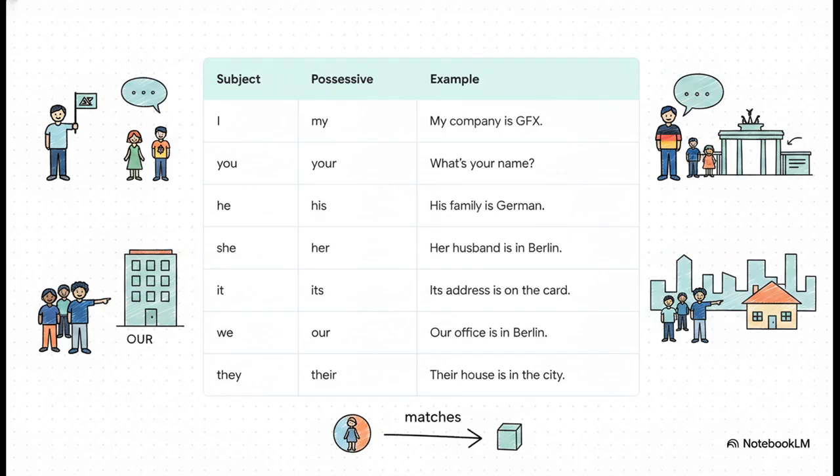Now for a thing or a place, it becomes its. And hey, quick side note, there is absolutely no apostrophe in this one. Its address is on the card. If it's a group that includes you, we becomes our. Our office is in Berlin. And finally, for a group of other people, they becomes their. Their house is in the city. So the golden rule here is that the possessive adjective always matches the owner, not the thing being owned.